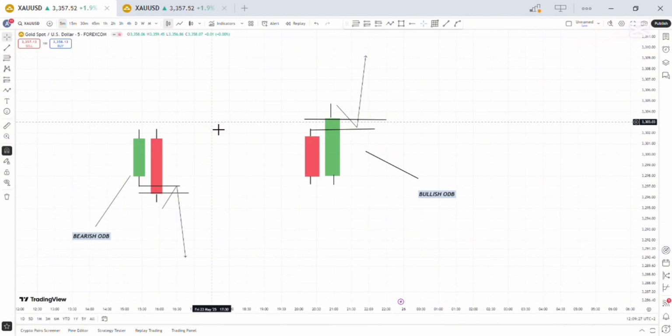Remember, we are working with key areas, i.e. support and resistance areas. It must appear close to a support or a resistance area.